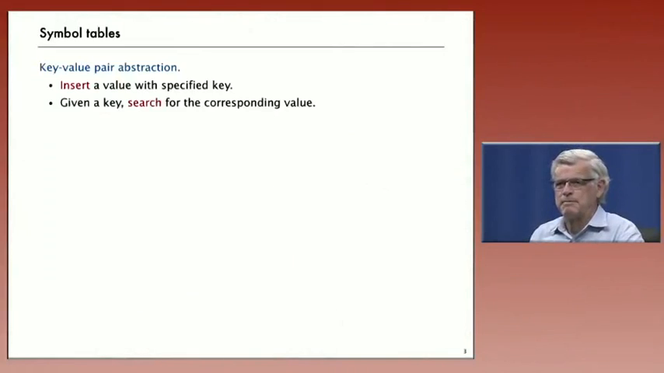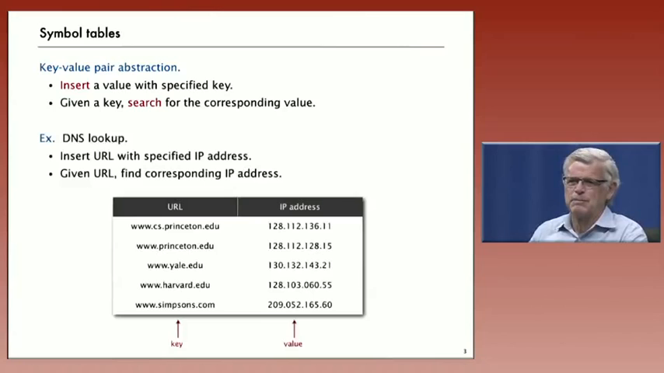Start with the API. The idea behind symbol tables is to implement the following abstraction. We're going to have keys, like our keys in priority queues, but the whole idea is that we're going to want to associate values with each key. So the two operations that we're going to perform in symbol tables are the insert operation, where we're putting a key value pair into the symbol table, a value with a specified key. And then, given a key, we want to search for the corresponding value. Those are the two basic operations.